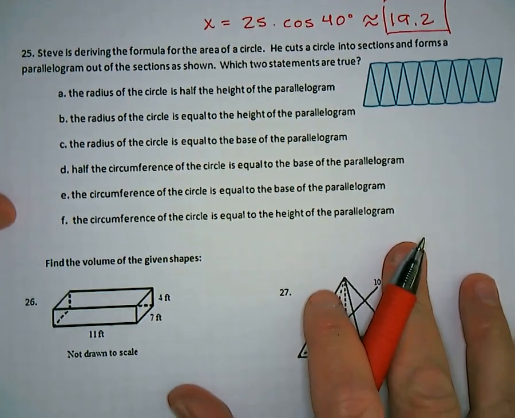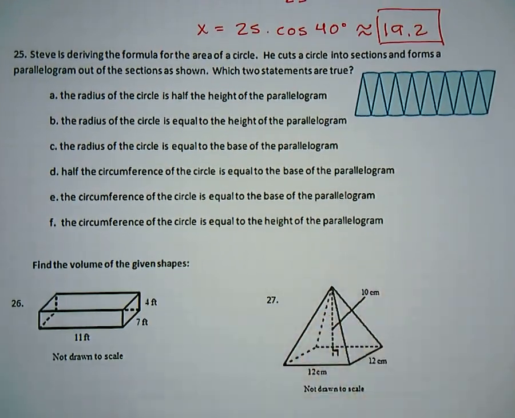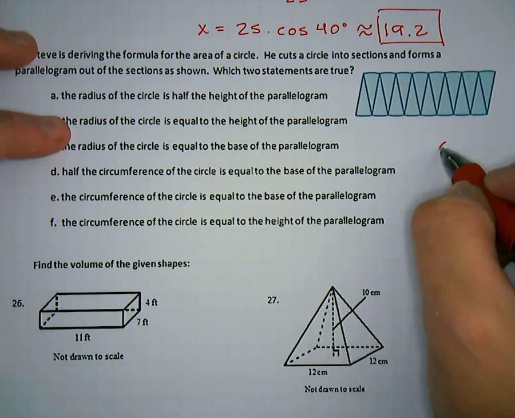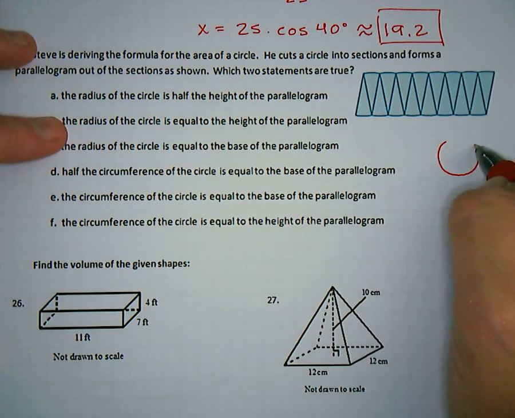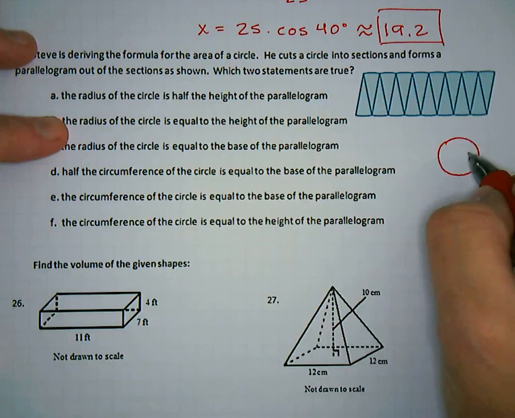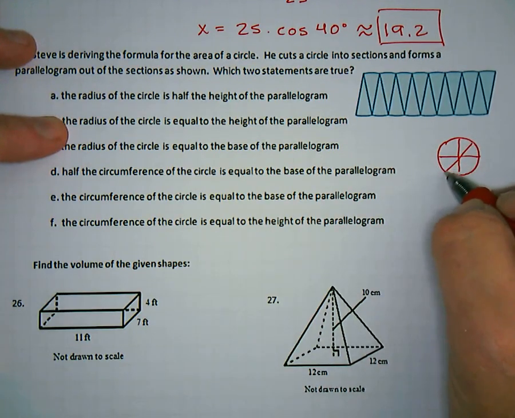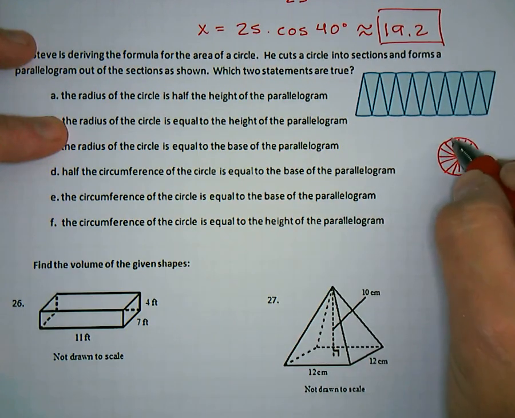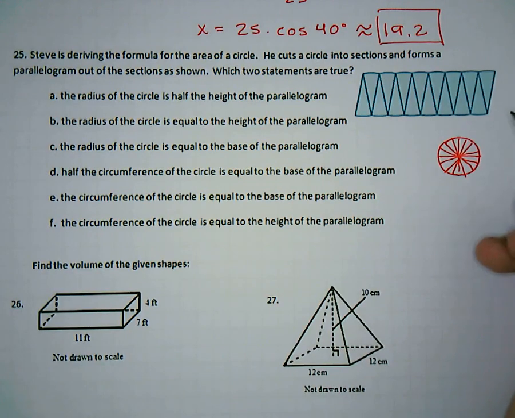All right, number 25. So Steve is deriving the formula for the area of a circle. He cuts the sections and forms a parallelogram out of the sections as shown. Which two statements are true? Now, there was a video that we saw earlier in the year where imagine we were trying to figure out the area of a circle. So what they would do is they'd take an entire circle and they'd cut it in smaller pieces and smaller pieces and smaller pieces. Eventually smaller and smaller and smaller until eventually it became a parallelogram.